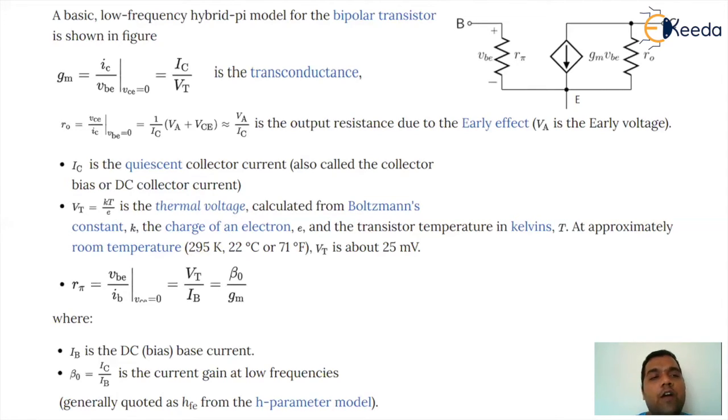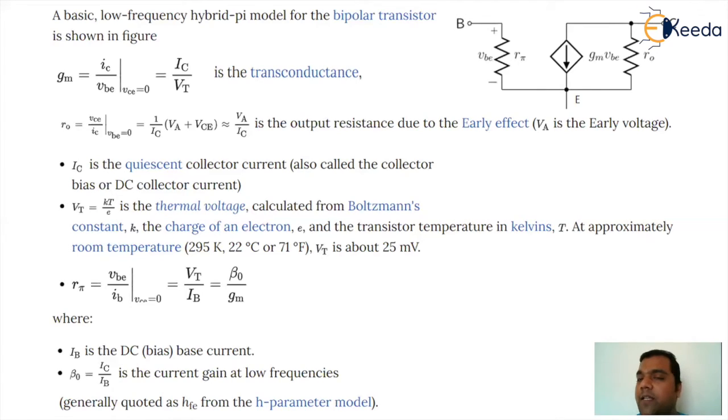Now when I want to find RO, I can use the concept of early effect or base width modulation, and I can estimate the value of RO as VA by IC, where VA corresponds to the early voltage. The transconductance gm can be defined as ICQ by VT. This is an estimation. So ICQ by VT, where IC is the DC collector current and VT is defined as the thermal voltage, having the value kT by q, and it can be taken as 26 millivolt or 25 millivolt as per the data with respect to the function of temperature.